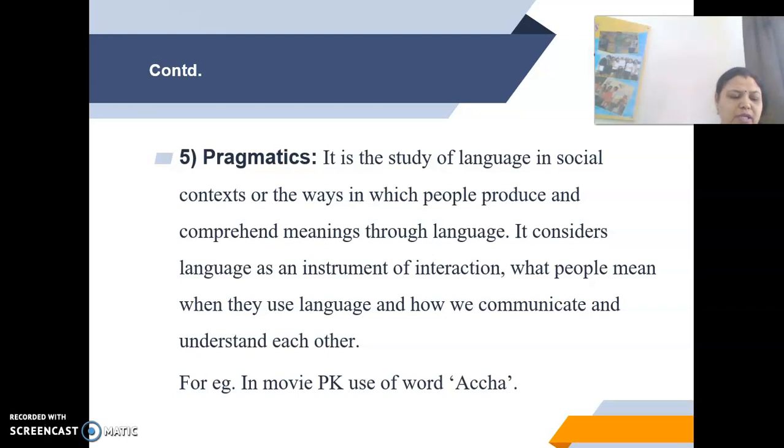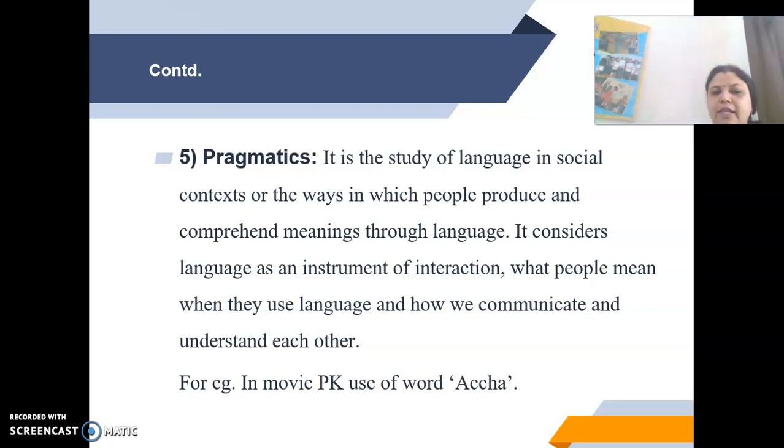It is also the use of language in social context and the ways in which people produce and comprehend its meaning. It is a study of a particular aspect of human action and thought. It looks beyond the literal meaning of an utterance, considering how meaning is constructed, as well as focusing on implied meanings. It considers language not only as an instrument of interaction, but also what people mean, and how we communicate and understand each other.